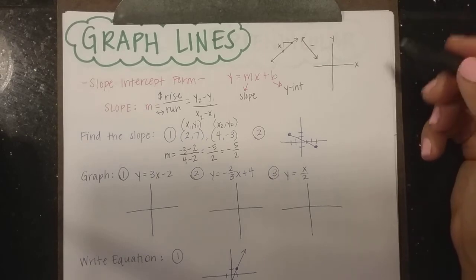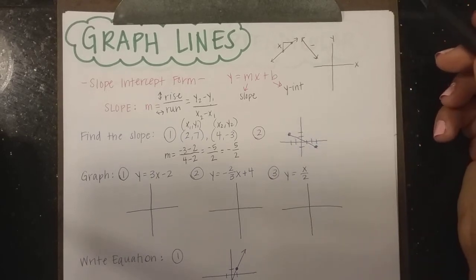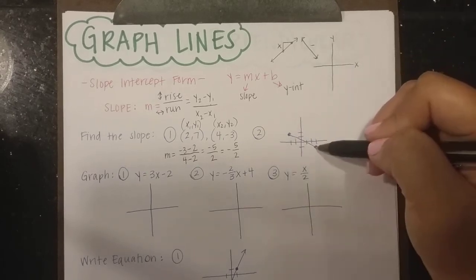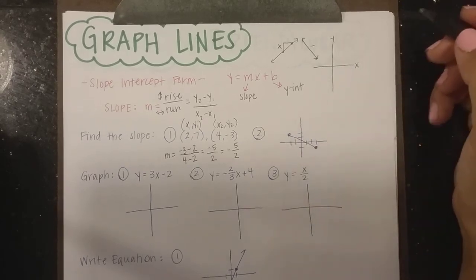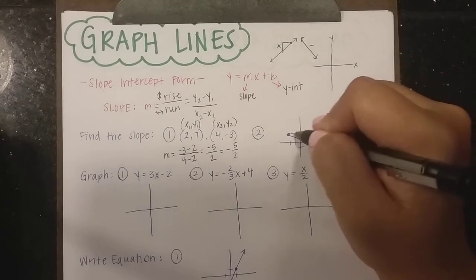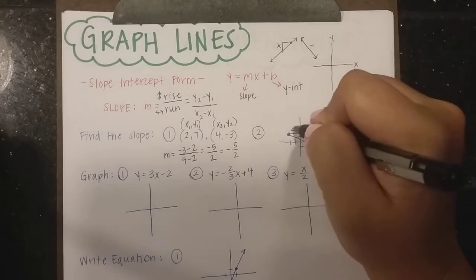Right, for number 2, I'm given a line on a graph, and I want to figure out what the slope is. So I'm given these 2 points here, and I kind of made them darker so that we could see exactly where they were. So what I'm going to do is draw a little triangle here. Okay, here's my rise, and then here's my run.